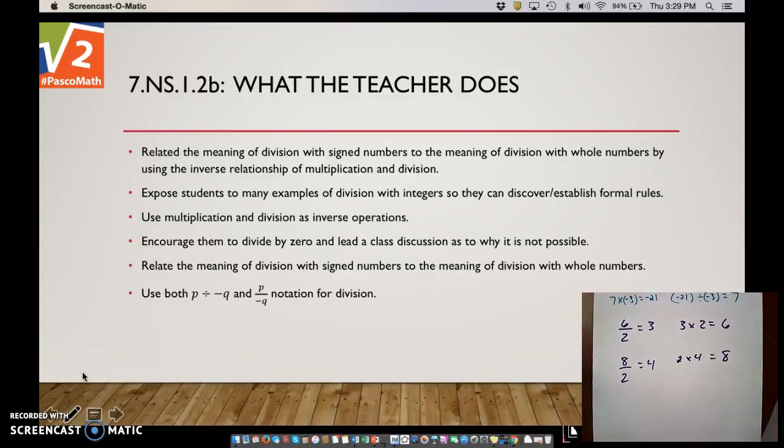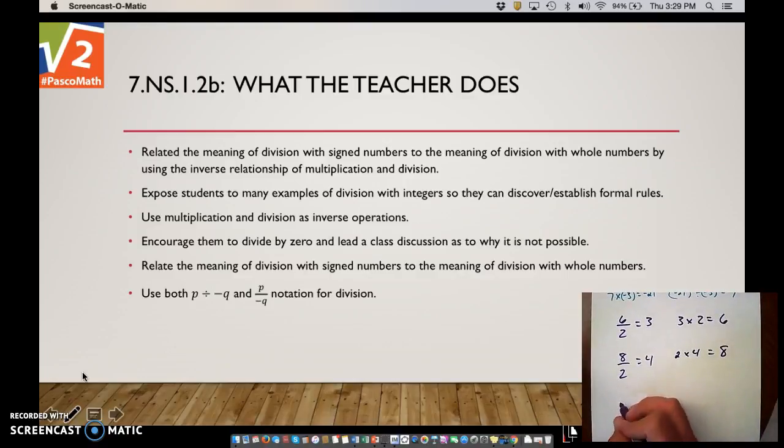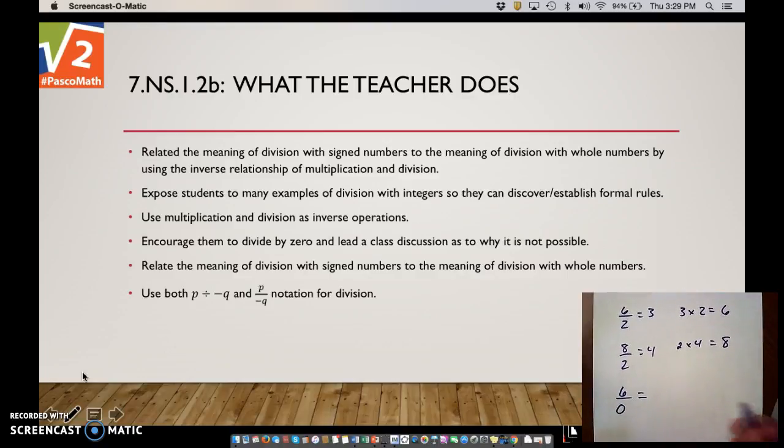Then, if we're looking at repeated reasoning and patterning here, let's go 6 divided by 0 equals, well, some students might say 0. Then, using the same reasoning as everything we've done so far, that would tell us that 0 times 0 equals 6. And we know that's not true. 0 times 0 does not equal 6. So the pattern breaks down there.